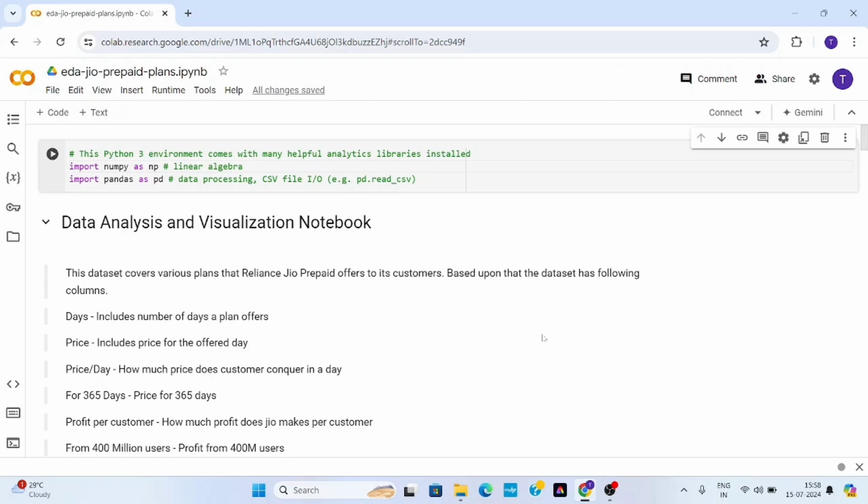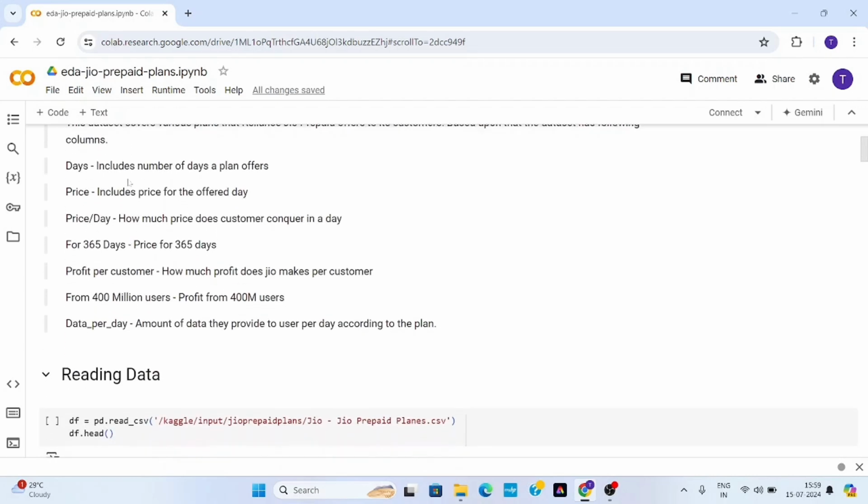I am doing an internship as a junior data analyst trainee. This topic is about Jio Prepaid Plans and the EDA process for Jio Prepaid Plans. First, let's import the packages: NumPy for algebra and to convert arrays, and pandas, which is mainly used for data preprocessing and to read CSV files.